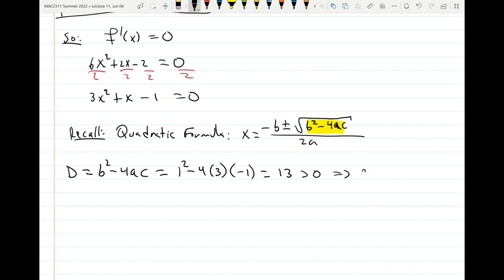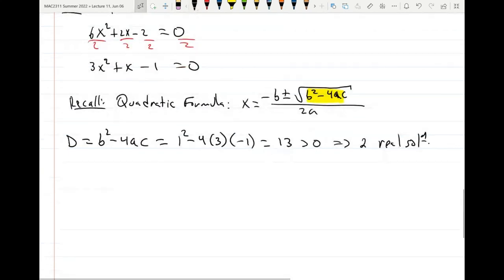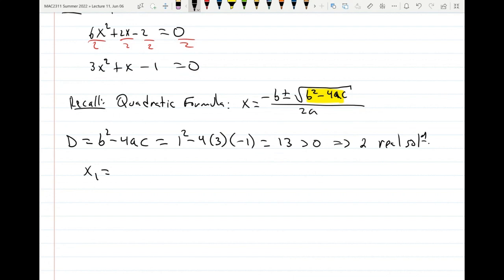So it's positive, so that means we're going to have two real solutions. And what are they? So x1 is going to be -1 plus the square root of 13. The good thing is that we already computed that, so you don't have to put the big formula. You just put the answer in there. Okay? You can also use that as a little shortcut. Over 2 times 3. And the other solution is negative 1 minus square root of 13 over 2 times 3.